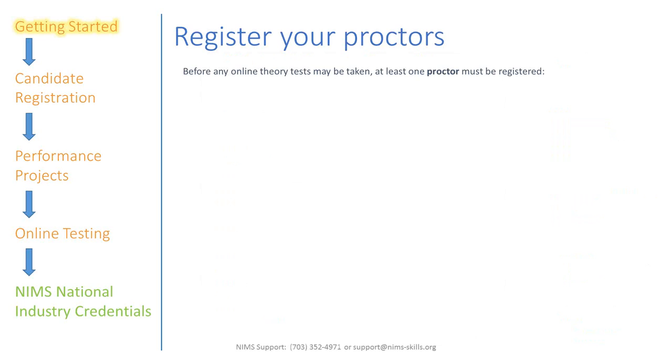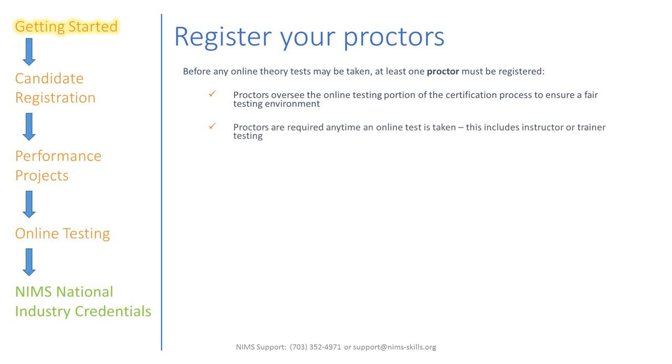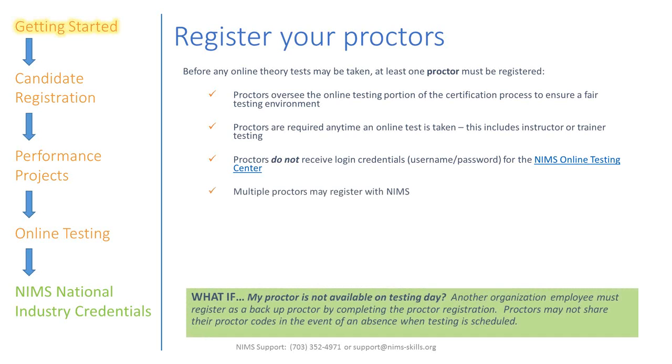Next stop, Proctors. Proctors are employees of your company or school who are designated to oversee individuals when they take a NIMS test online. That includes any time a trainer, instructor, or teacher tests as well. Proctors do not receive login credentials, so NIMS does not include a username and password on the registration form. We encourage you to register multiple proctors, and there is no fee to do so. Registering multiple proctors is a precautionary suggestion in case your primary proctor is unavailable on the day that you plan to test.